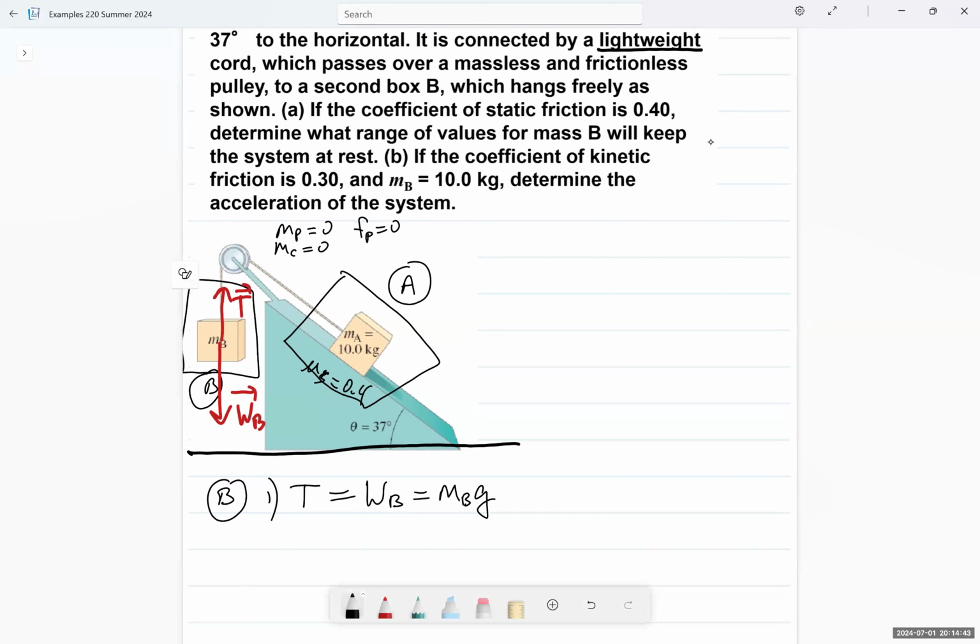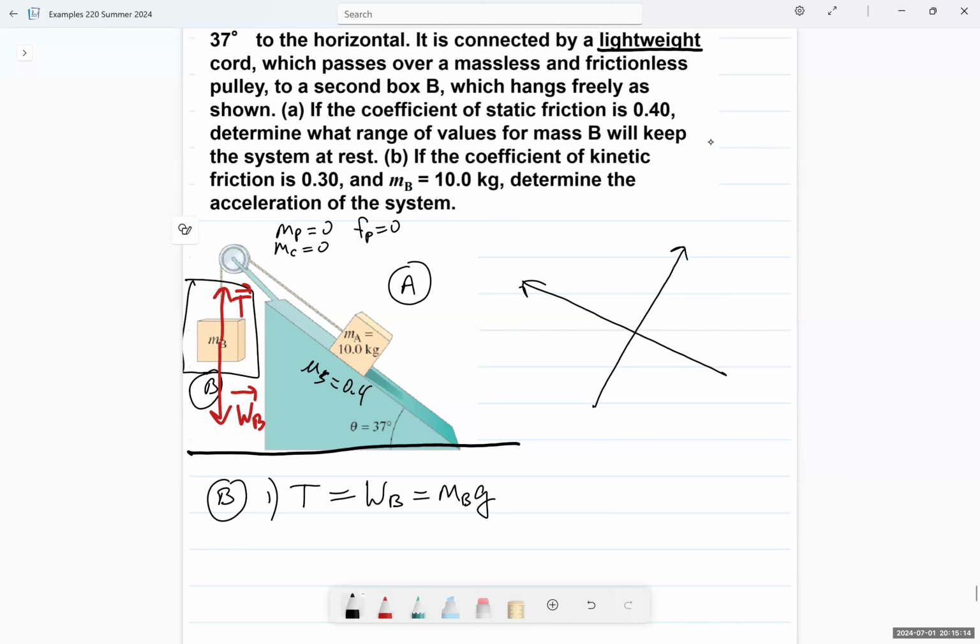All right, so then let's go to system A, which is a little bit more complicated because it has friction as well, and there's an incline. So I'm going to tilt my coordinate system, and again, it's in equilibrium, so it doesn't matter if I take up or down positive, but let's just take up positive for now.